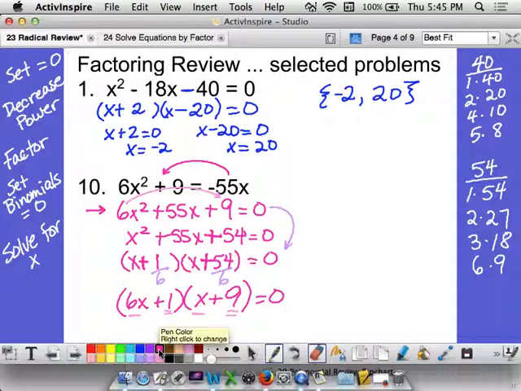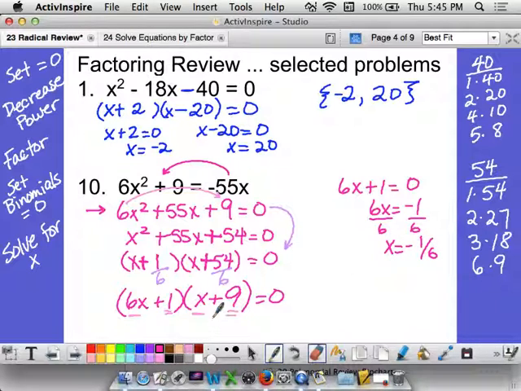Now, continuing on, we're not quite there. Remember that we want to set these equal to 0 to solve for x. So I have 6x plus 1 equal to 0. Then subtract 1 from both sides, and that's negative 1. Divide by 6, and x equals negative 1/6. Take your second parenthesis, x plus 9 equals 0. Subtract 9 from both sides, and x equals negative 9. So if I were writing this answer in the blank, I would write negative 9 and negative 1/6. So that would be my answer there.